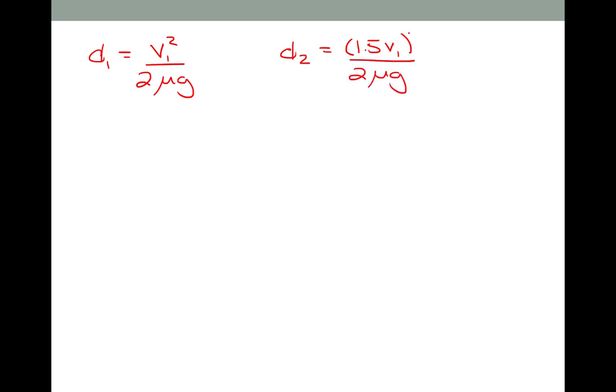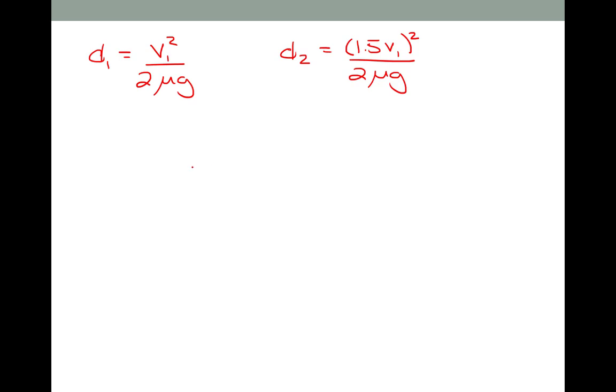So the braking distance for our first case is going to be v1 squared over 2 mu g. And our braking distance for when we're going 50% faster, d2, will be 1.5 v1, squared, all over 2 mu g. And I forgot to say it and I forgot to write it, but I thought that square very loudly. Did you hear it?